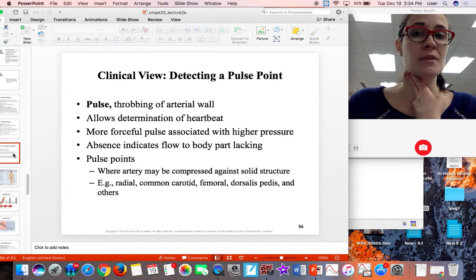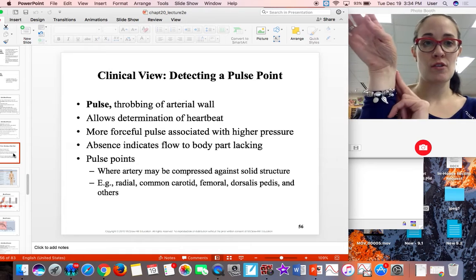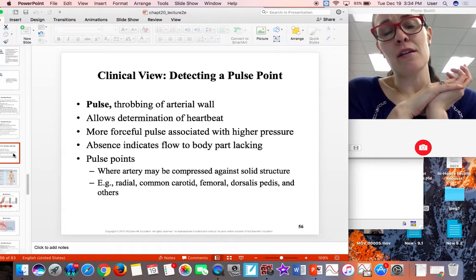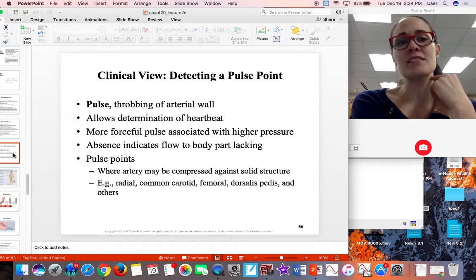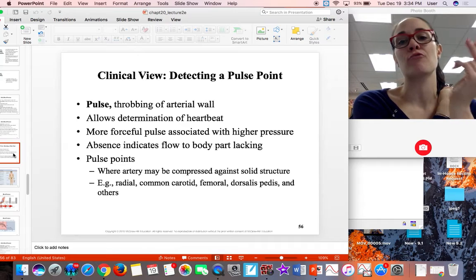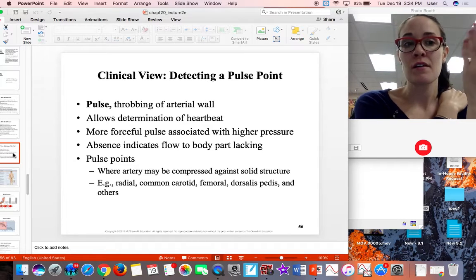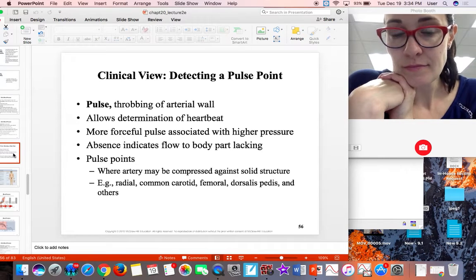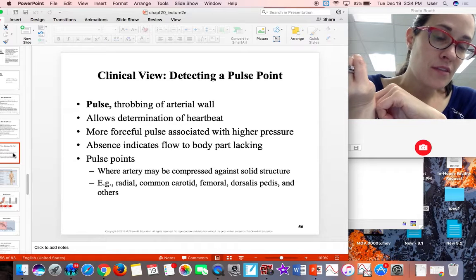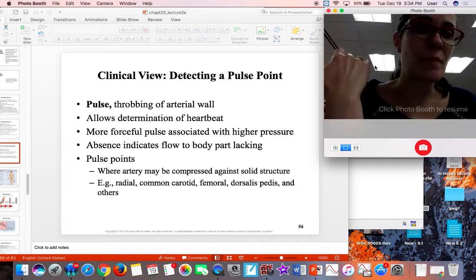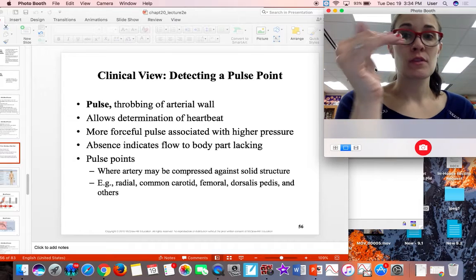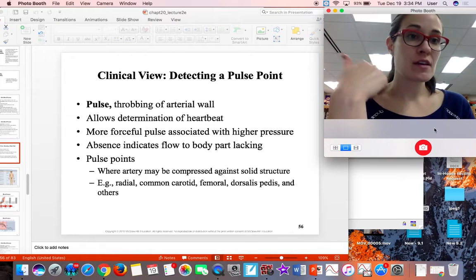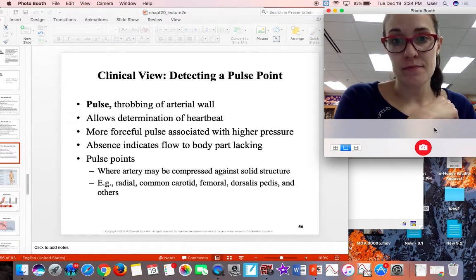Pulse is typically taken at the carotid or the radial artery by pushing two fingers against that blood vessel, and you're going to feel a throbbing of that arterial wall, the blood moving through it. That's used to estimate the heartbeat. The pulse can be more powerful, with a more forceful push to the blood. That's indicative of a higher blood pressure, and a lower blood pressure would be a weaker pulse.